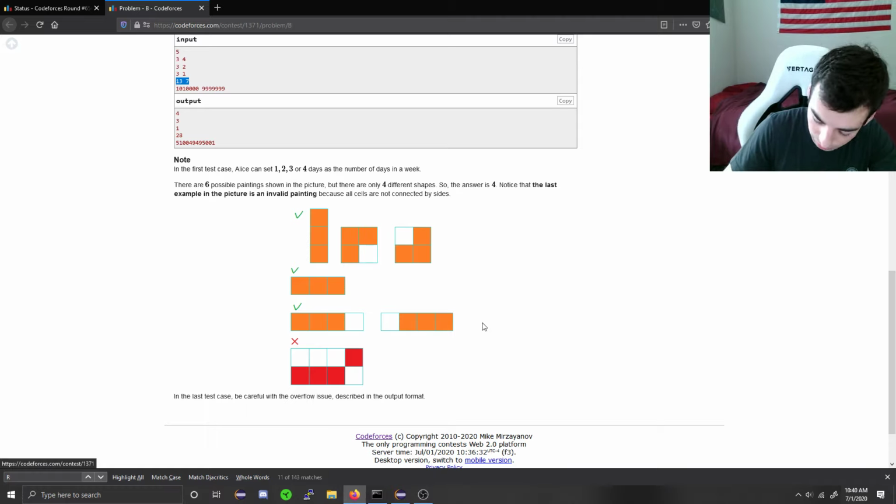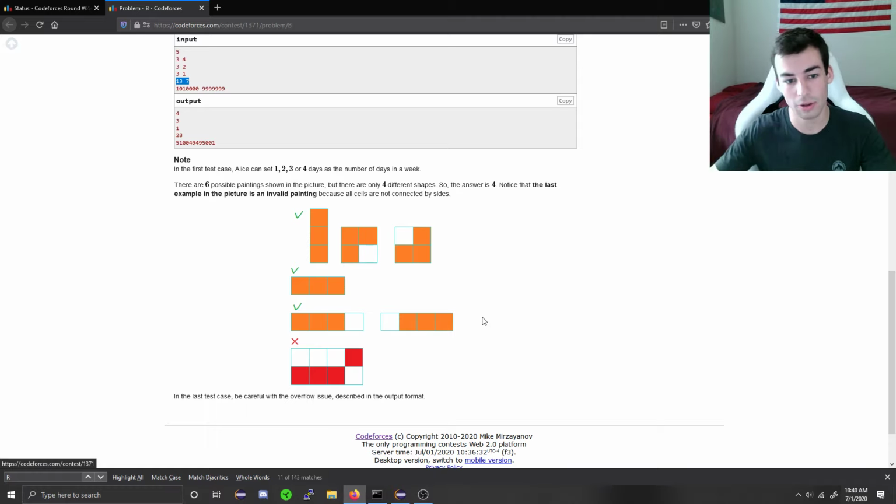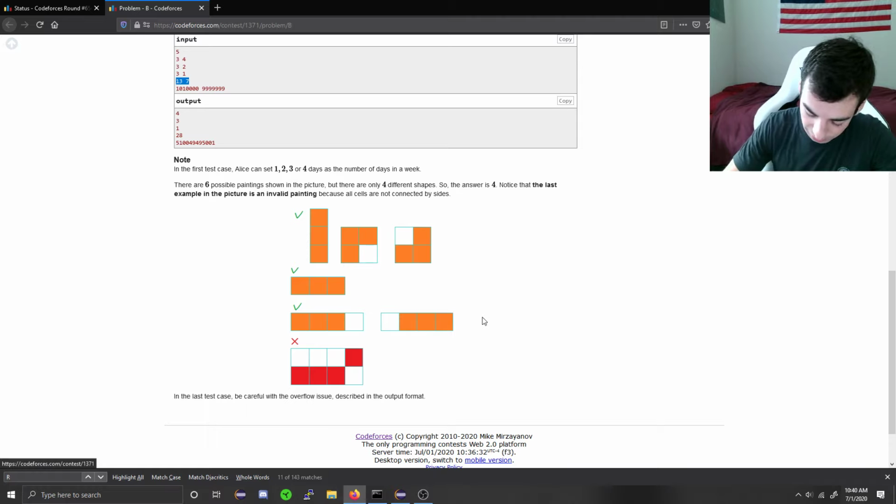So for n all the way up to r, the answer is just 1. Right? Because you can just have that 1 there. If r is greater than or equal to n, you can just have one parallel line. And then you care about all the small things.